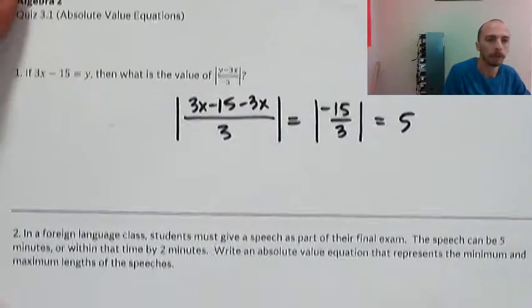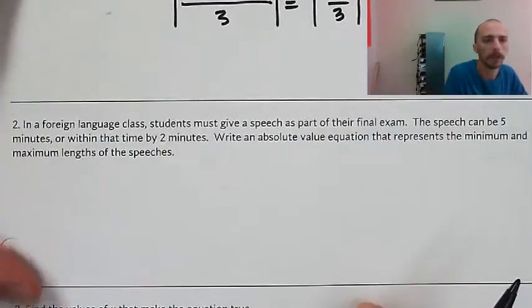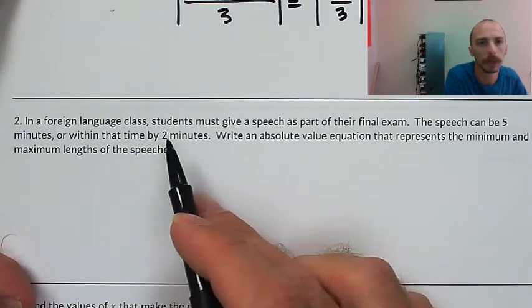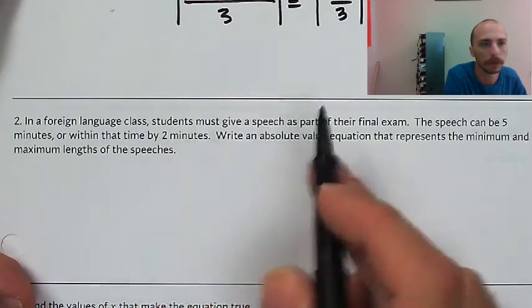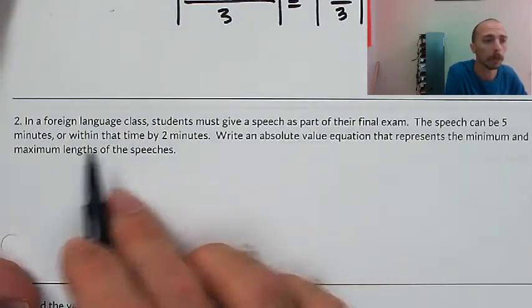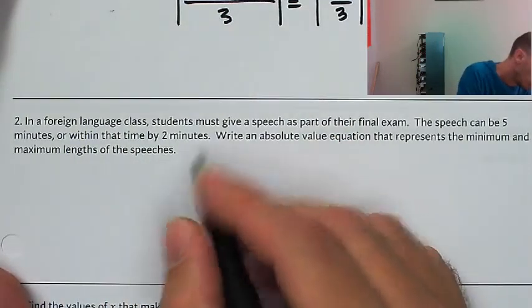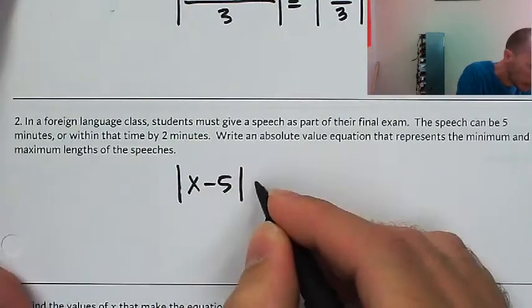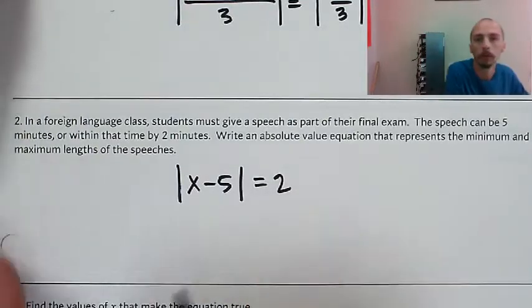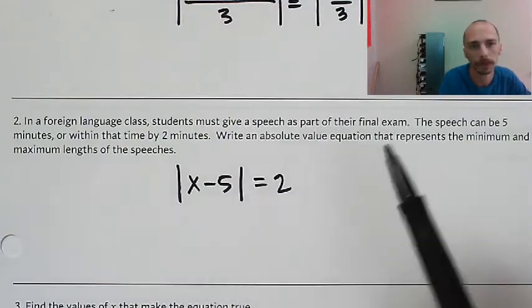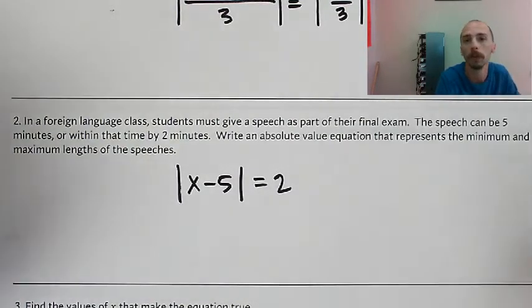Okay. In a foreign language class, they've got to make a speech, and it can be 5 minutes, or within 2 minutes of that time. So the difference between the time of the student's speech and 5 minutes can be at most 2. So if we're going to write an equation that represents the minimum and maximum length of the speeches, well, that would be: the difference between x and 5, whether positive or negative, is at most equal to 2. Okay, so that's the equation that represents the minimum and maximum lengths of the speeches, not necessarily the full range of speeches. That would be inequalities.